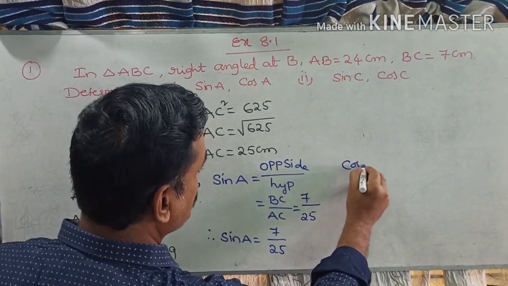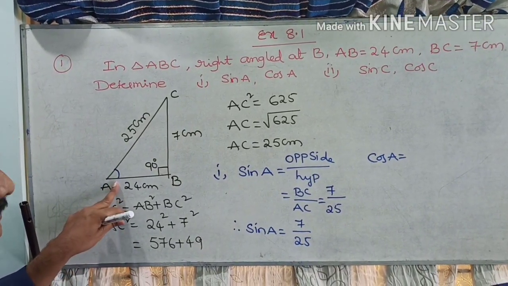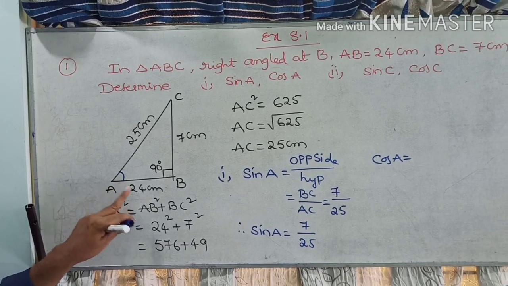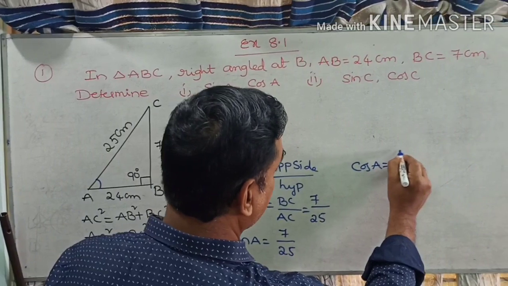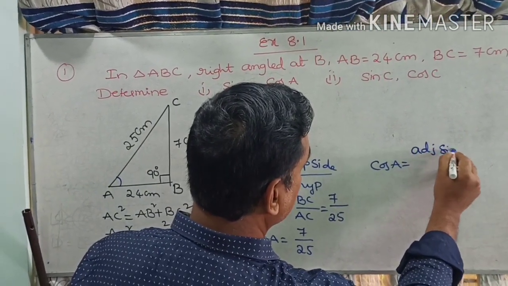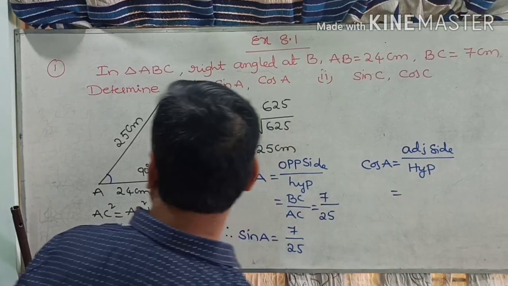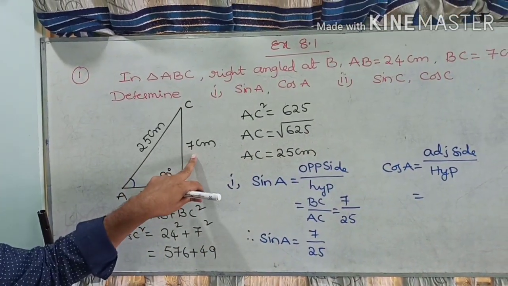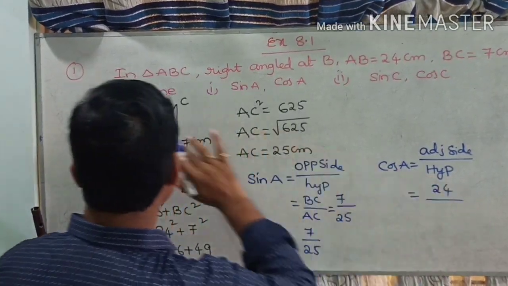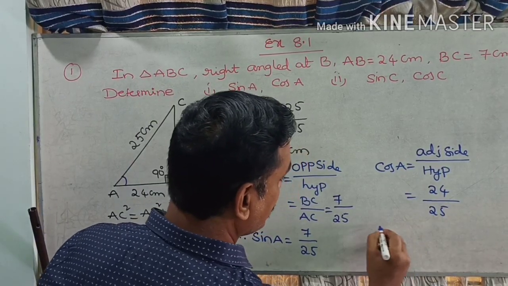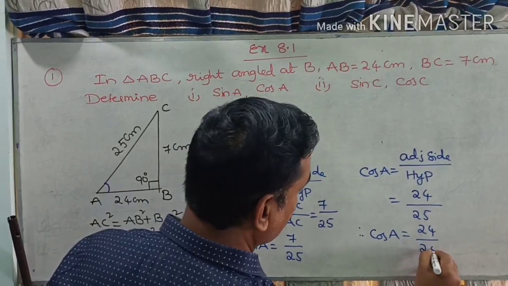Next, cos A. A is here. The definition of cos A is adjacent side by hypotenuse. The adjacent side is AB, which equals 24 centimeters, and the hypotenuse is 25. Therefore, cos A equals 24 by 25.